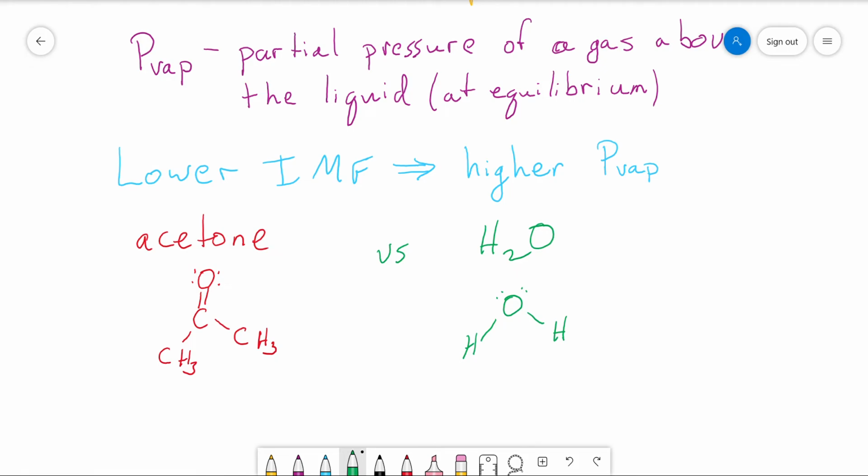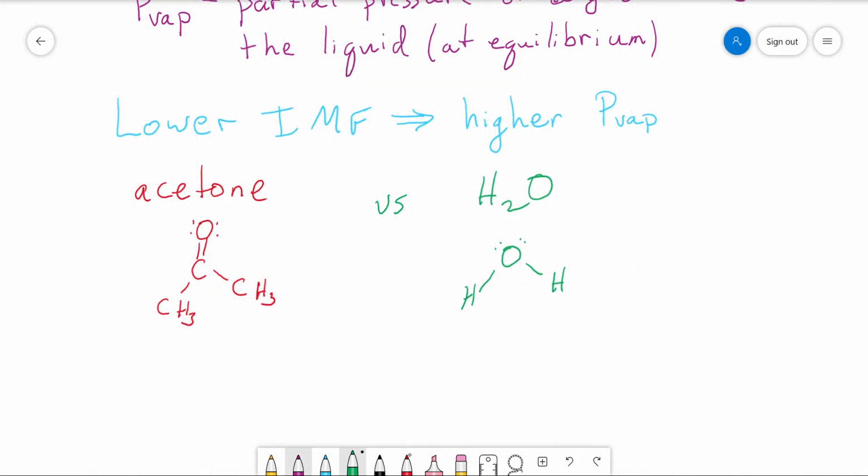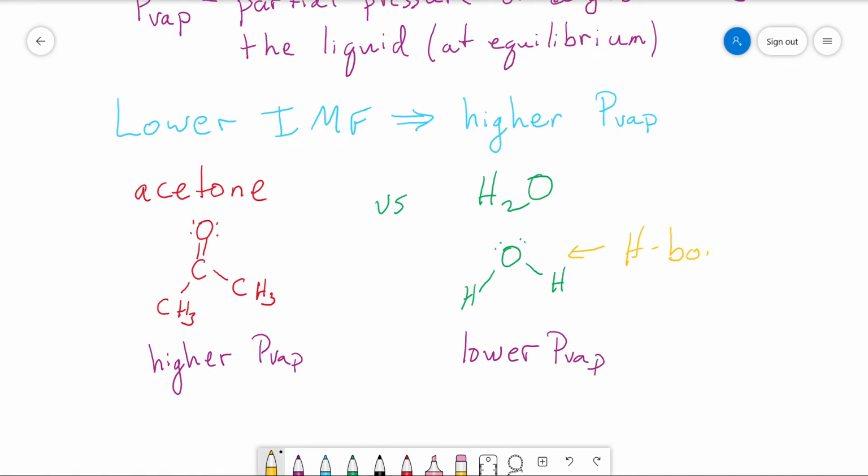The water, the acetone will have the higher vapor pressure. Higher, and I didn't look up the numbers, sorry. Higher vapor pressure. This will have lower vapor pressure. Because, of course, if you remember, we have hydrogen bonding here. Here it's just dipole-dipole. Dipole-dipole is stronger than some other intermolecular forces, but it's not nearly as strong as hydrogen bonding. Okay?